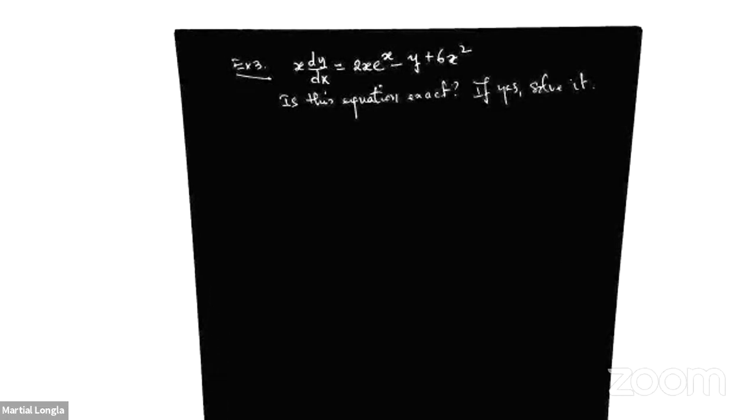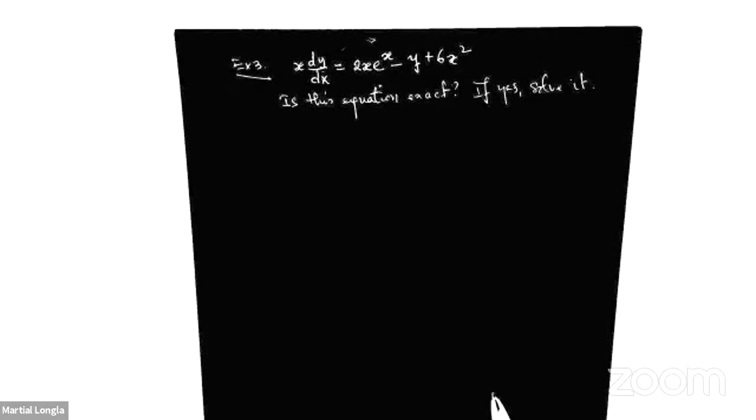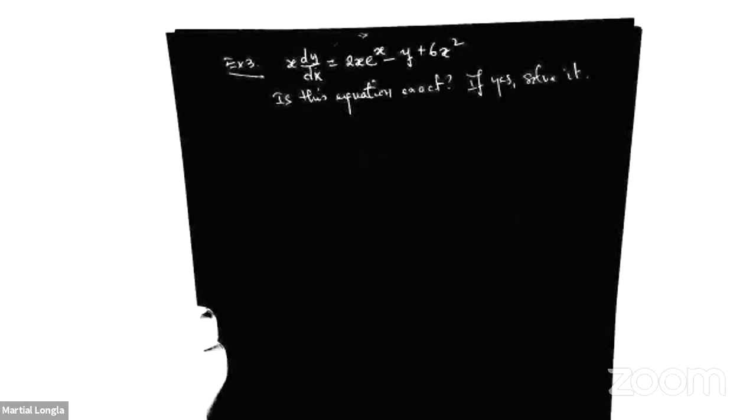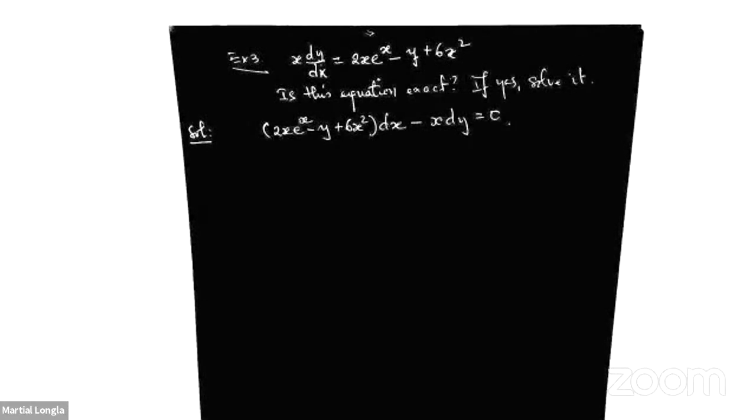Now, first thing that you see here is that this equation is not written in the form M dx plus N dy equal to 0. So first things first, you need to make sure you have M dx plus N dy equals 0. How do you do that? This dx is sent to the right, it becomes a coefficient, and then x dy is also sent there. So we are going to have 2x e to the x minus y plus 6x squared dx minus x dy equals 0. So first thing in this problem, we switch like this, and this is what we get.